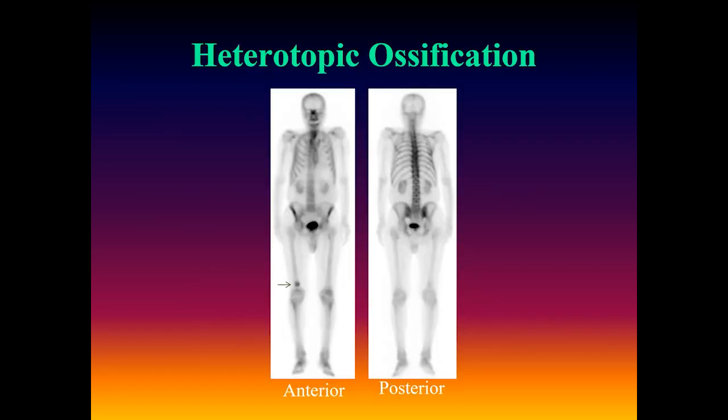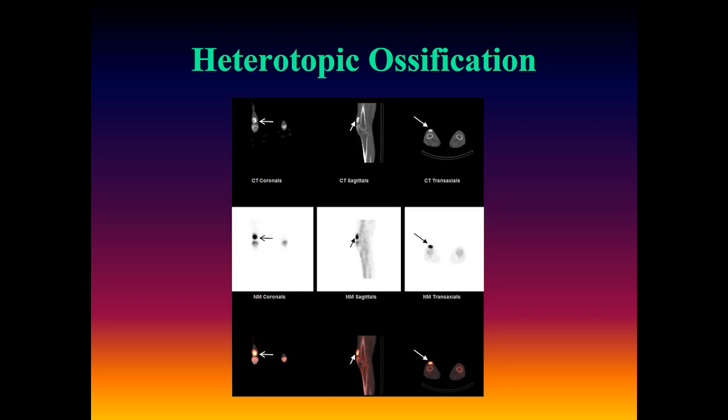This is an example of a patient with heterotopic ossification. On the planar image, there's a focus of activity overlying the distal right femur. It looks to be a little bit high for the patella, although it could be a dislocated patella. It's hard to tell precisely what it is. On the SPECT CT, however, the area of increased uptake corresponds to an area of heterotopic ossification in the distal right thigh.